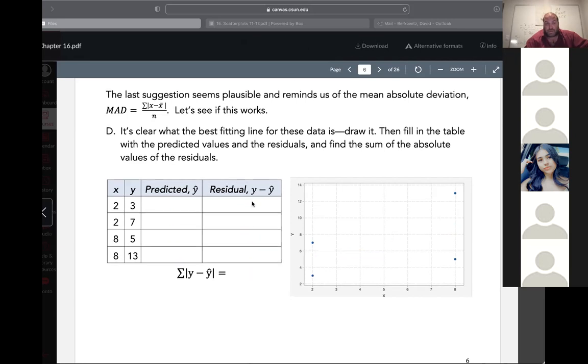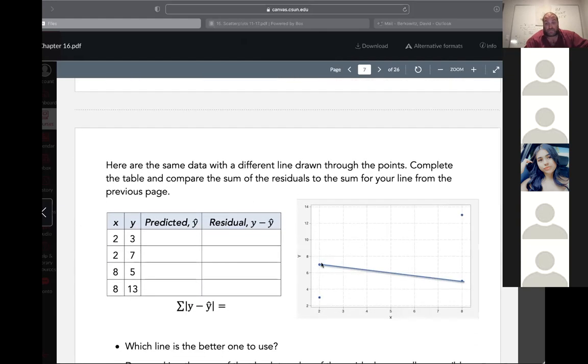Now, if I were to go ahead and try a different line like this one, for example, let's go through these. For the first x value, which is 2, 3, what is the predicted value for that x value? What is this number here? 7. And that'll be for both of these. And if I do 8 and 5, what's the predicted value for that one? 5.